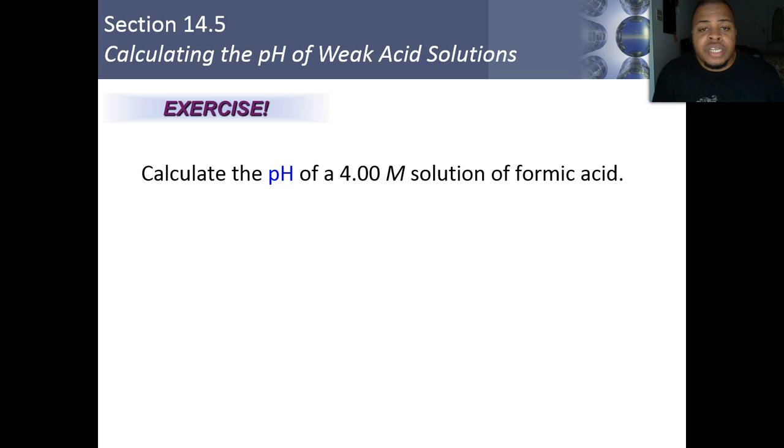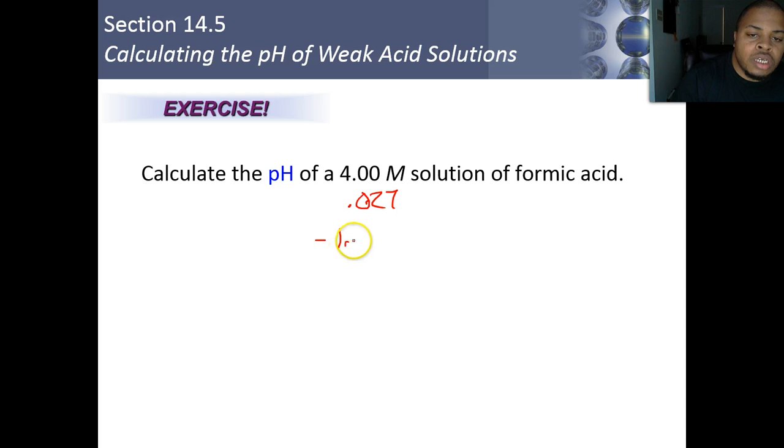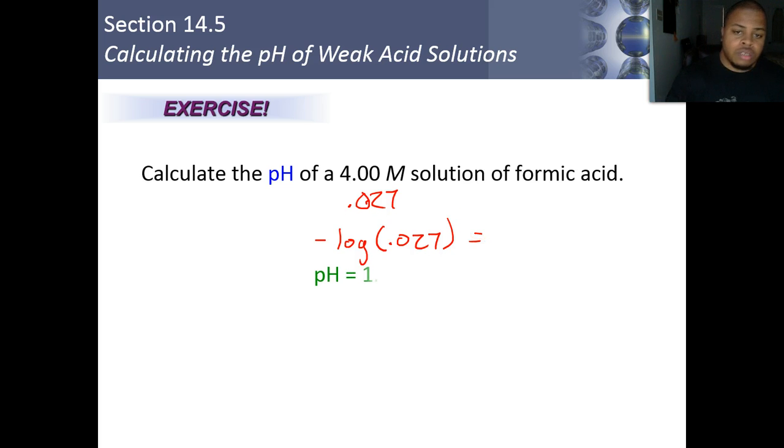We want to calculate the pH of a 4.0 molar formic acid. Well, we can use the information that we gathered in the last slide and actually proceed with that. What do I mean? On the last slide, we found that the concentration of hydrogen ions was, oh, sorry, 0.027 molar. Almost made that mistake. So I'm just going to do negative log of my molarity, 0.027, which gives me a pH of approximately 1.57.